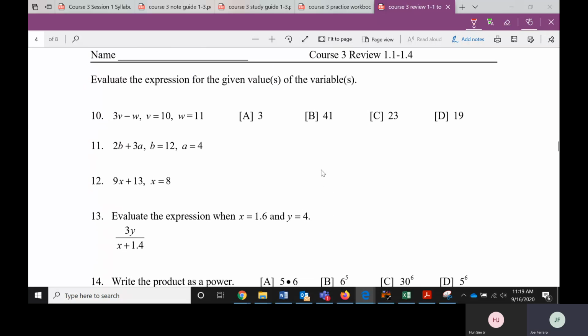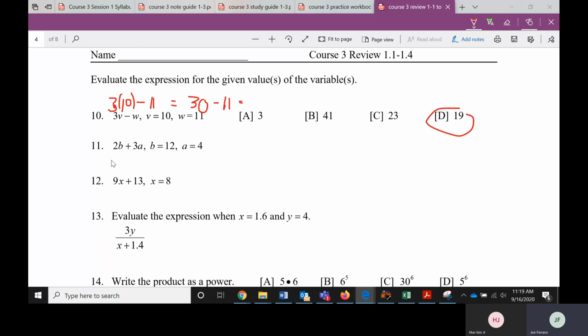Number 10, you're just filling in the values. Make sure you put the right number in for the right variable. So 3 times V, V is 10, minus W. Order of operations, take 3 times 10 is 30. W is 11, and 30 minus 11 is 19.